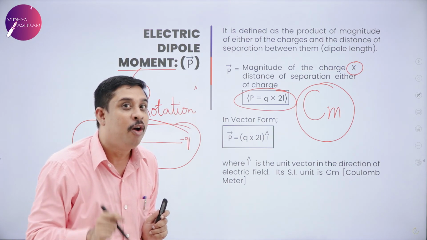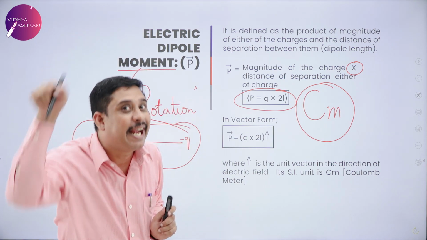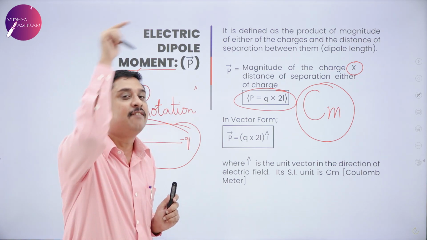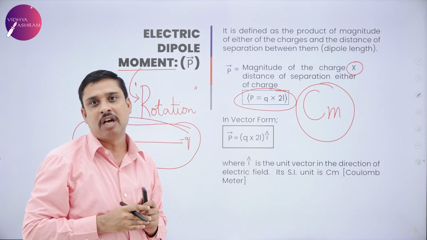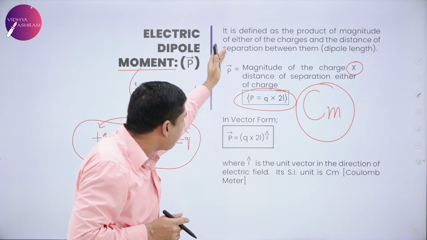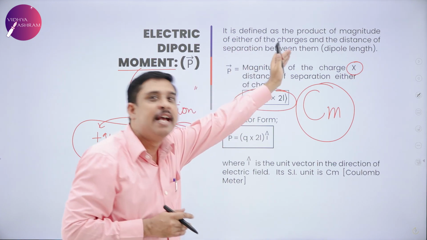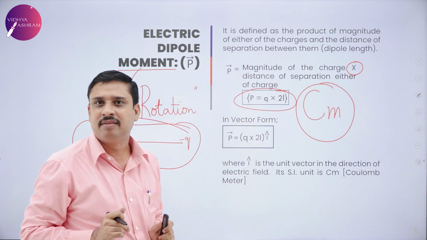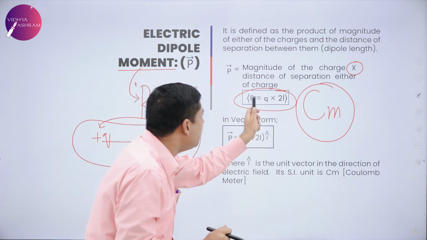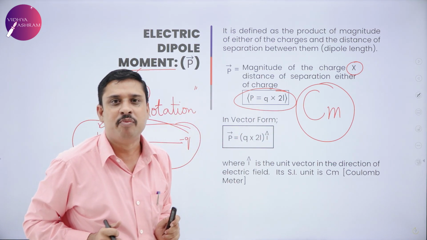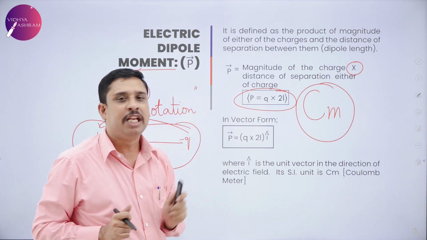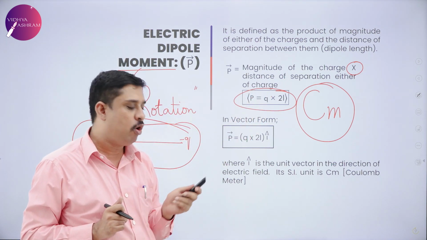Field lines go from where to where? They start from the positive charge and terminate on the negative charge. But dipole moment starts from the negative charge and ends on the positive charge. So how did we basically define dipole moment? It is the product of magnitude of any one of the charges into dipole length, Q into 2L. Please keep this in mind. In my further derivations, wherever you have Q into 2L, that will give me my dipole moment. Product of the magnitude of any one of the charges with the dipole length.